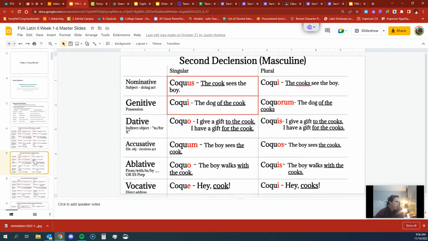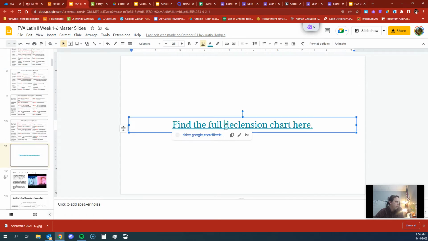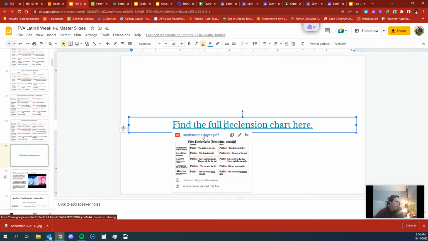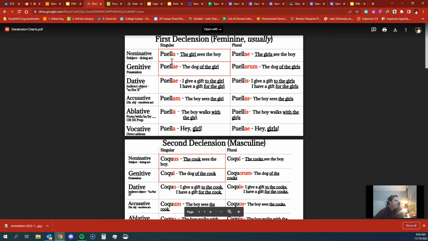Here are all the different declensions. I even have a link on slide 11 here to the full declension chart as a PDF, which will help you out. You'll see on the declension chart an example of a word formed in that way, with the red indicating the first declension, second declension endings. And then within them, you'll see nominative, genitive, dative, accusative, ablative, and then singular and plural.